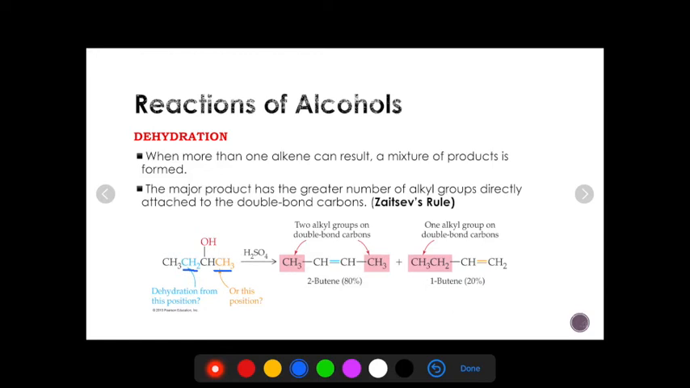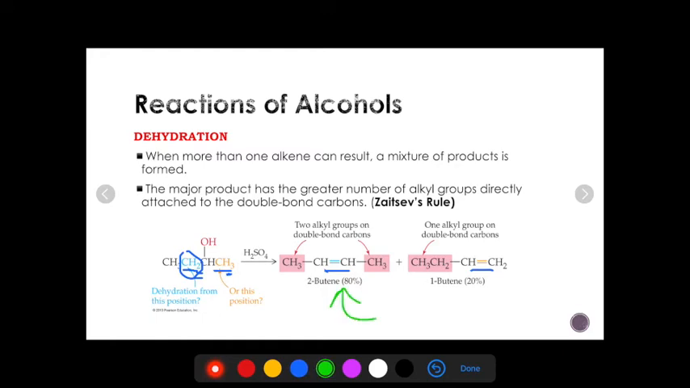Okay, so if we take a hydrogen from this carbon, then the double bond forms right there between the two carbons, like it's shown right here. Okay, and then if the hydrogen's taken from this outside carbon, then the double bond is formed at the end. So both of those products are formed, but the one that's formed the most is this one in the middle right here. Okay, this is the major product.